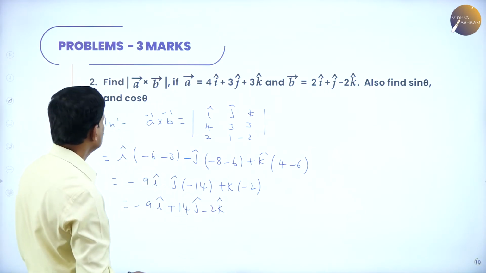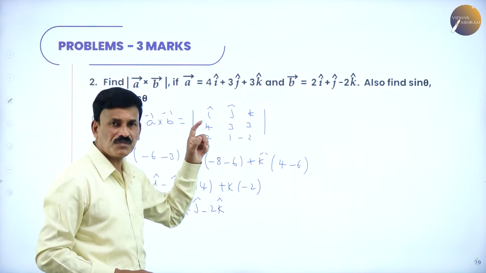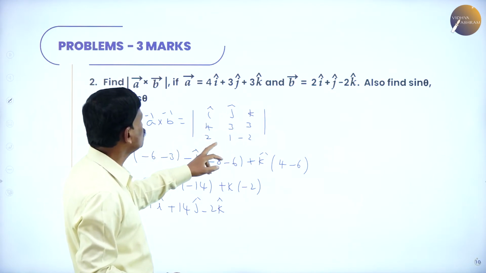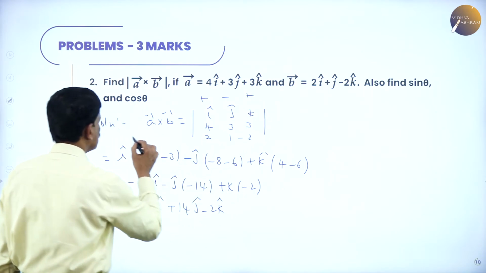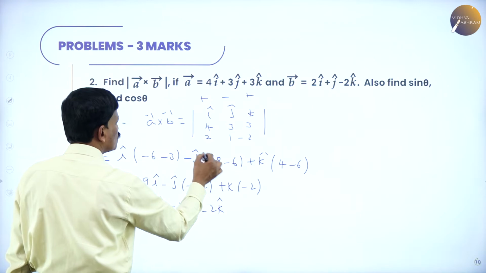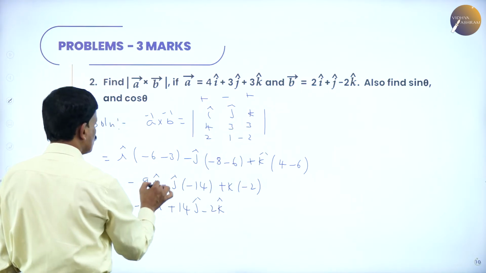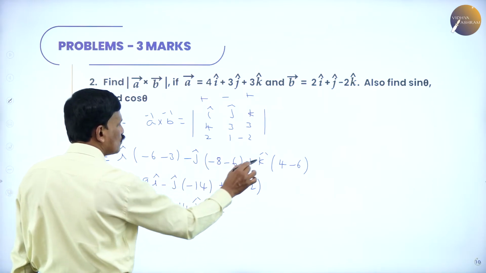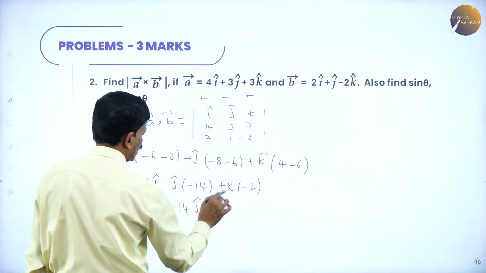Okay. So see here, i, j, k determinant. Coefficients of i, j, k for the first vector and the second vector are 4, 3, 3 and 2, 1 and minus 2. Expand with respect to first row, plus, minus and plus. i into 3 2s are 6 minus 3, minus j into 4 2s are 8 minus 2 3s are 6, plus k into 4 1s are 4 minus 6. Minus 9i minus j into 8 minus 6, 4 minus 6 is minus 2. Minus 9i plus 14j minus 2k.